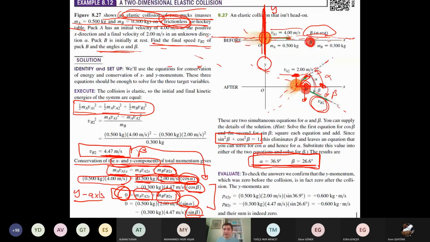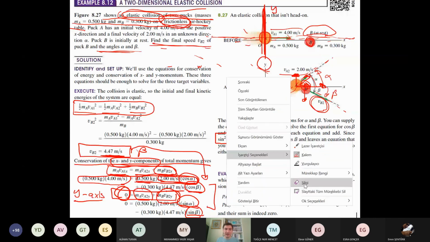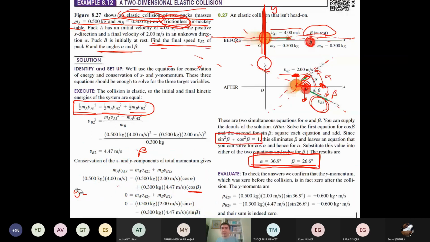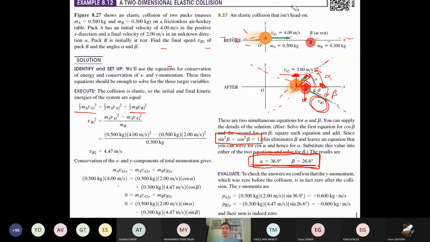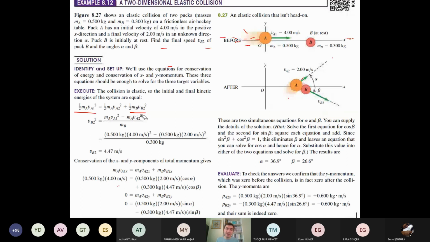So what we have done, the most important thing here, is that before the collision, momentum is only along the x-axis. But after the collision, we have momentum both along the x and y axes. So we have x and y components of momentum after the collision. Remember, momentum is a vector. It has a certain direction.